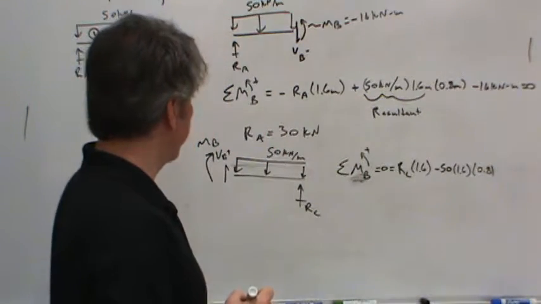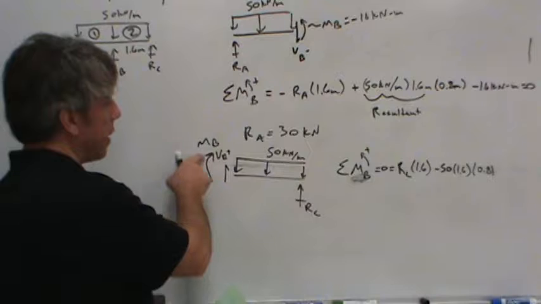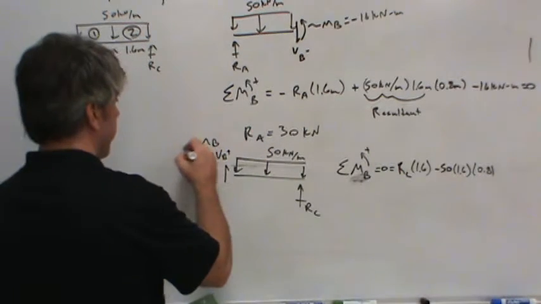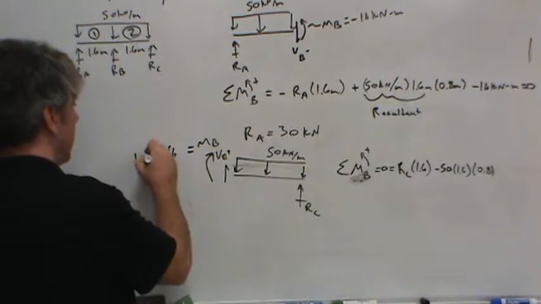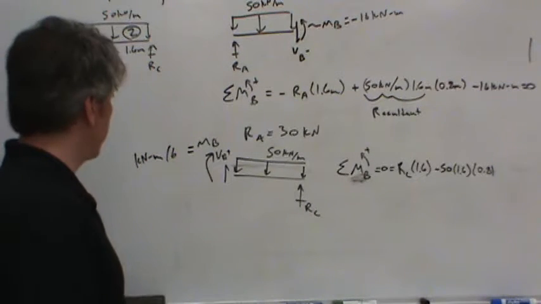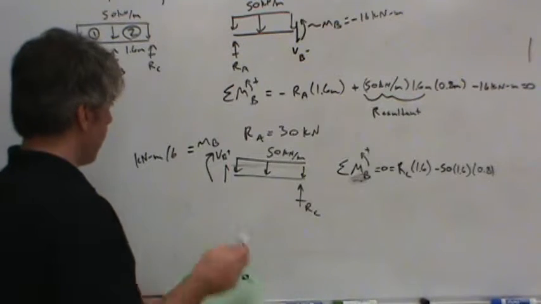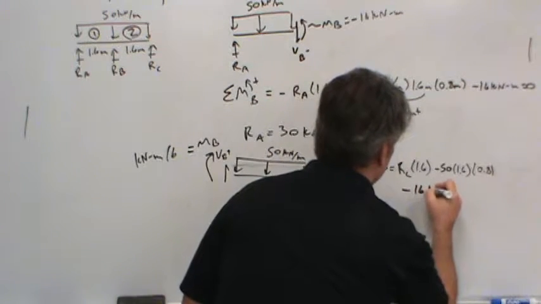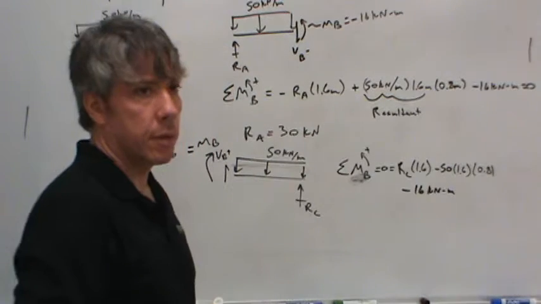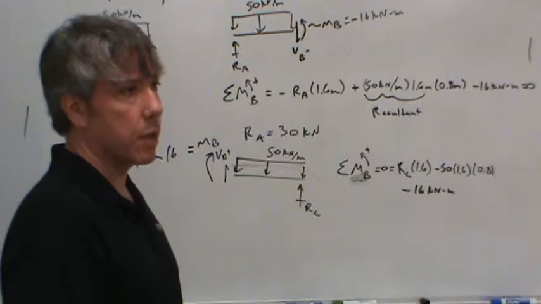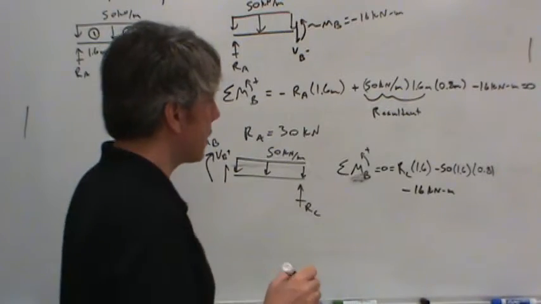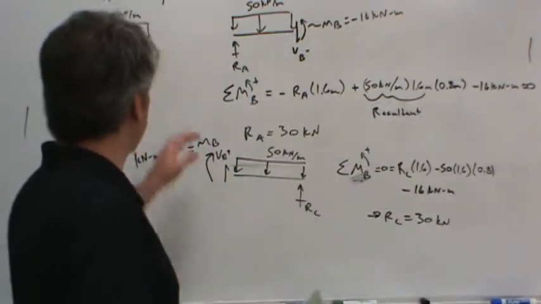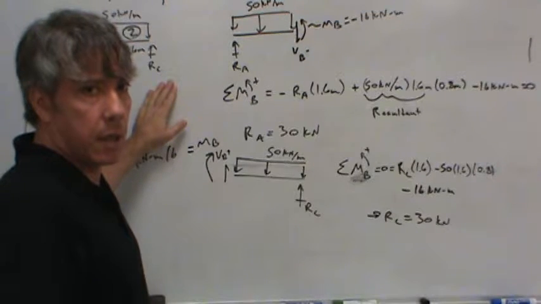I'm still running out of space. The last moment to consider is the moment at point B, right? And I said this is simply a positive 16 kilonewton meters, because this is actually the correct direction for the moment. But in the sign convention, that is a negative thing, so I have to subtract 16 kilonewton meters of moment. Does everybody see that? The sign can be kind of confusing. The reaction at C, if you do this, comes out to 30 kilonewtons, which is not a surprise. This thing's symmetrical. You really expect RA and RC to be exactly the same, right?